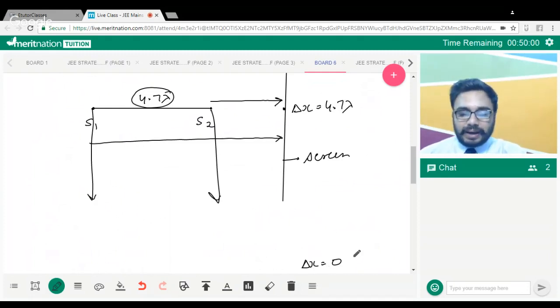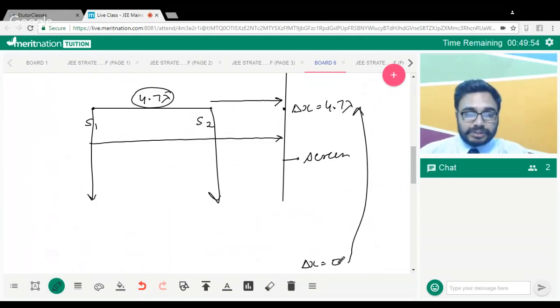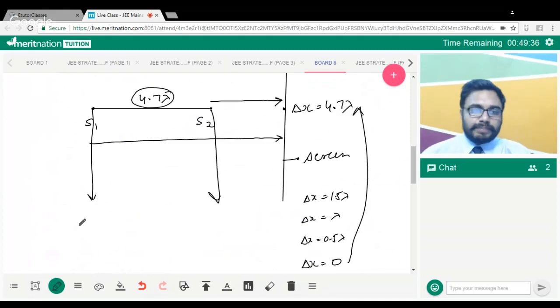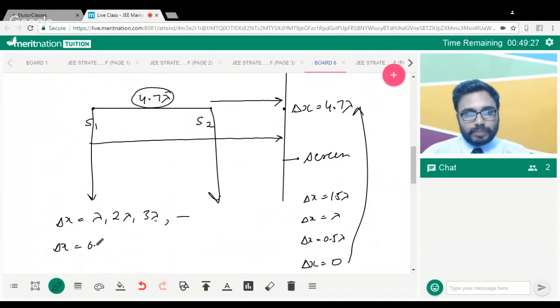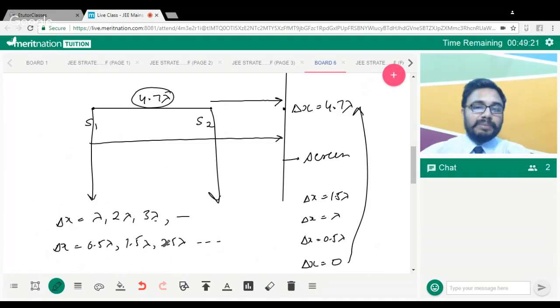So when I am moving from infinity to this point, initially delta x is equal to 0, and finally at this point, delta x is 4.7 lambda. So in between, somewhere delta x is equal to 0.5 lambda, somewhere delta x is equal to lambda, somewhere it is 1.5 lambda, etc. So if my delta x is equal to lambda, 2 lambda, 3 lambda, I am getting maxima on the screen. If my delta x is 0.5 lambda, 1.5 lambda, and 2.5 lambda, and so on, I am getting minima on the screen.